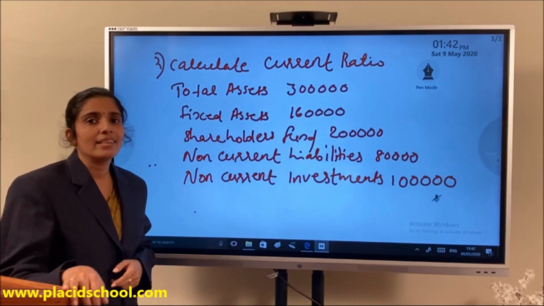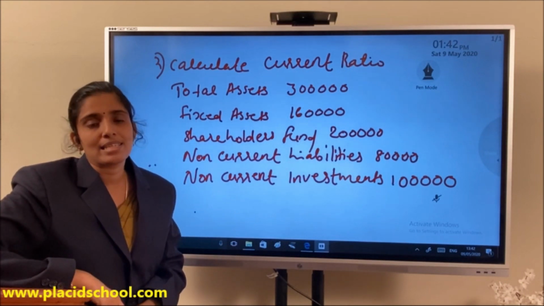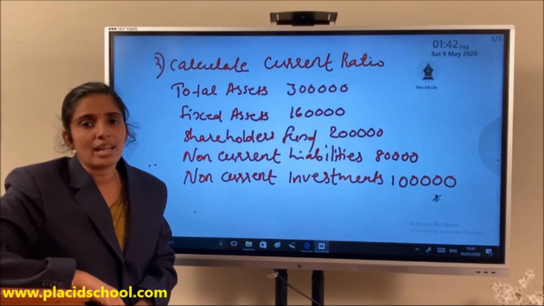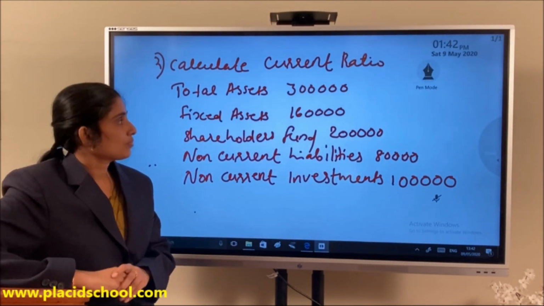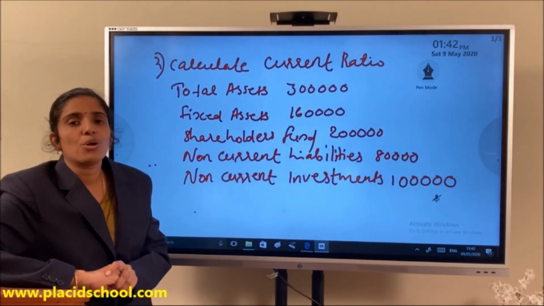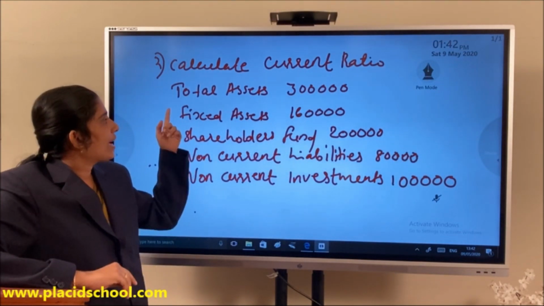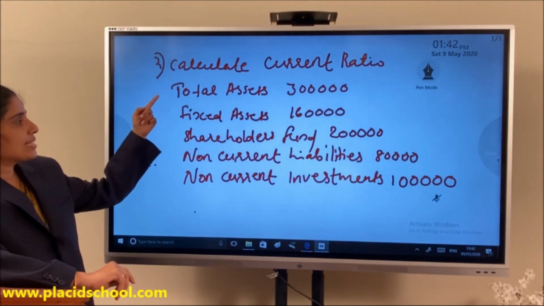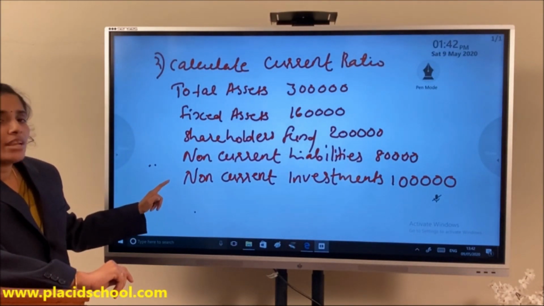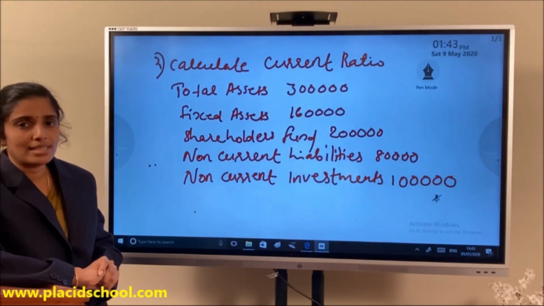In this question, there is no direct information on current assets and current liabilities. So we calculate the values of current assets and current liabilities from this information. Last year, we studied the accounting equation: total assets equals total liabilities. Total assets equals fixed assets plus non-current investments plus current assets.